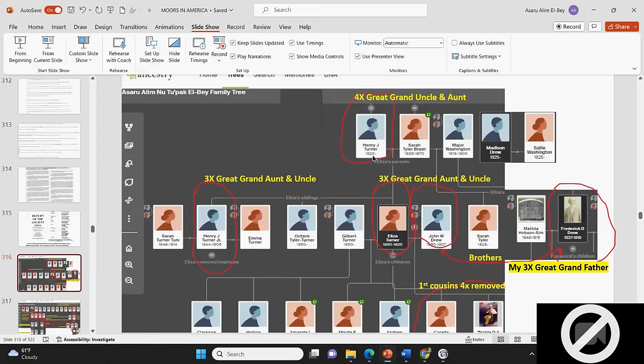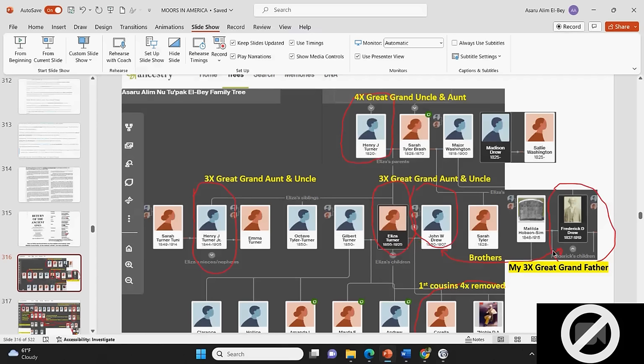Now, you see Henry J. Turner, where the arrow is? That is my four times great grand uncle and aunt. My three times great grand aunt and uncle is Eliza Turner and John W. Drew.